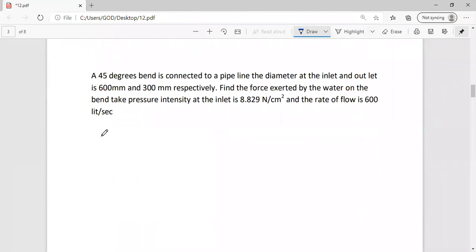We'll solve a problem related to the momentum equation. For that, there is a question: a 45 degree bend is connected to a pipe. So what he's saying is the bend is 45 degrees. Let's draw a bend. The bend is 45 degrees, which is connected to a pipe. This angle is 45.